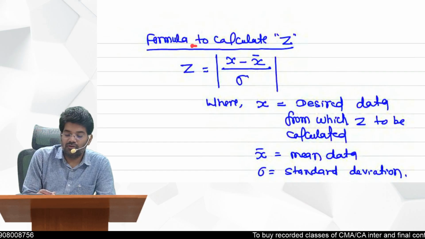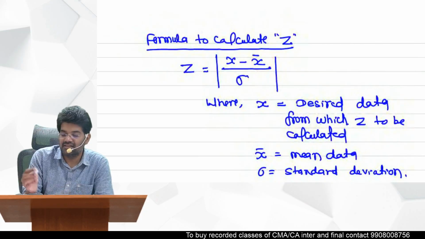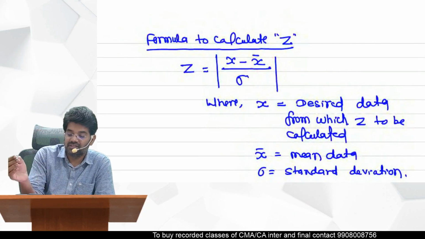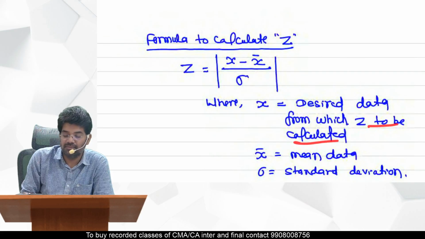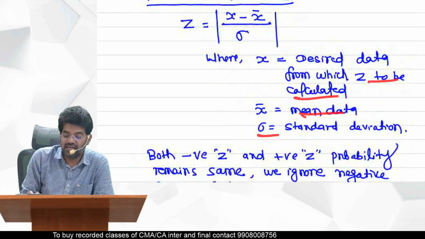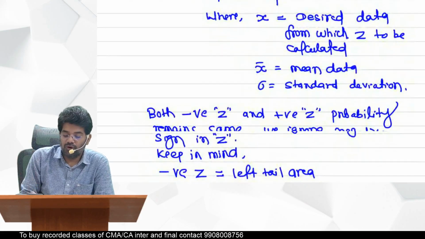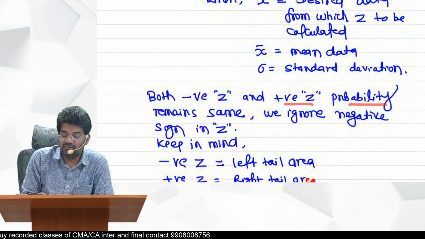So what is the formula to calculate Z values? Z = (X minus X bar) divided by the standard deviation. X is the desired data from which Z is to be calculated, X bar is the mean, the average, and then the standard deviation. Both positive Z and negative Z probability remain the same.